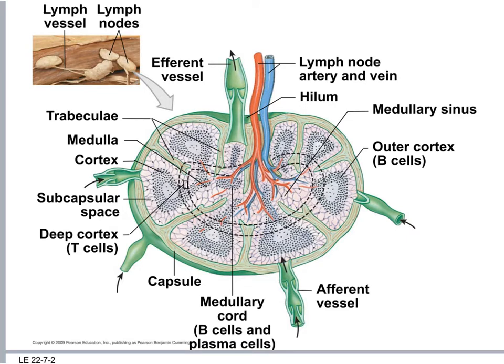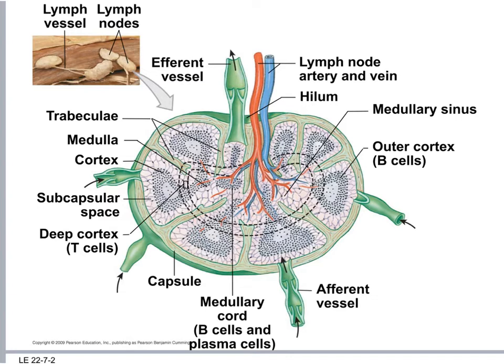This is what an actual lymph node looks like. And so the important thing here, I guess, is that the inside of the lymph node is dominated by lymphocytes. So there's both B cells and T cells in there. Those are the two types of lymphocytes. I'm not going to ask you in what layer are the majority of T cells or the majority of B cells, but they're packed in there pretty tightly.